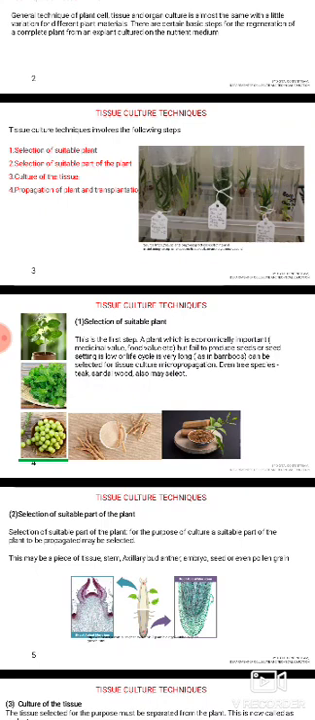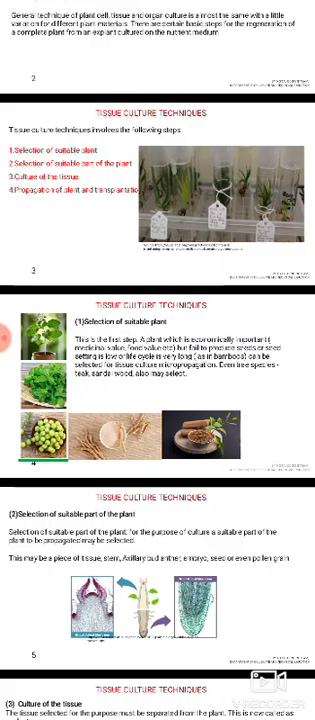The first one is the selection of a suitable plant. Second is selection of a suitable part of the plant. Third is culture of the tissue. And fourth is propagation of plant and transportation.